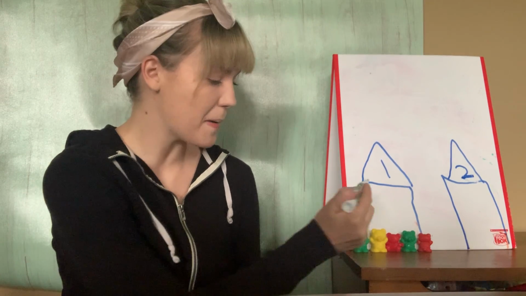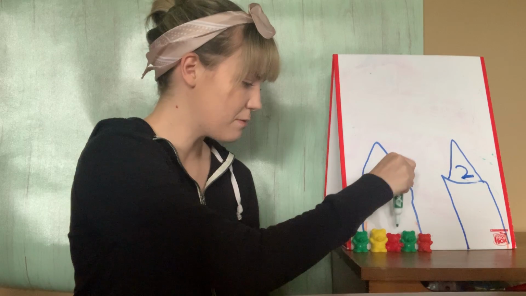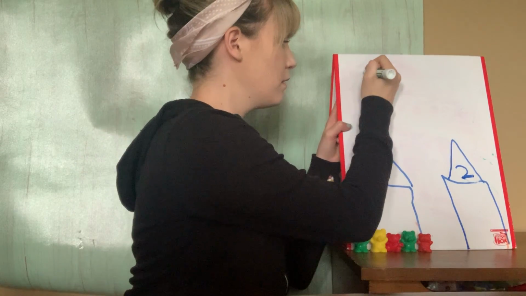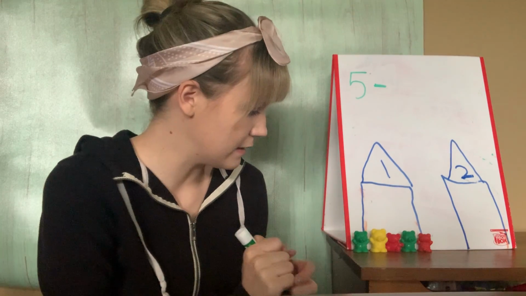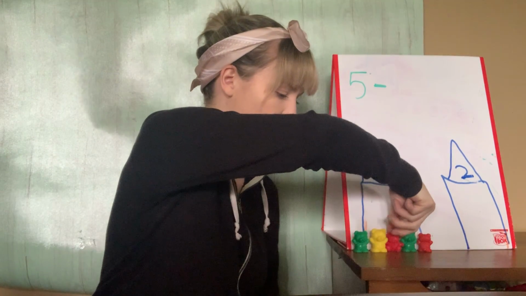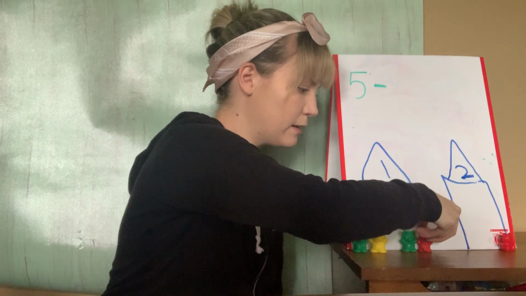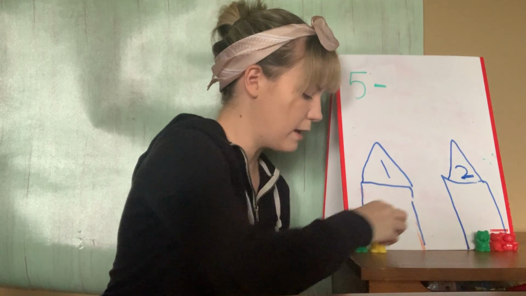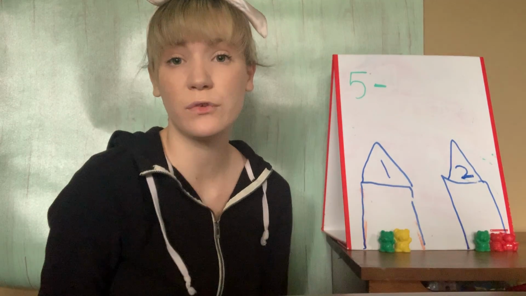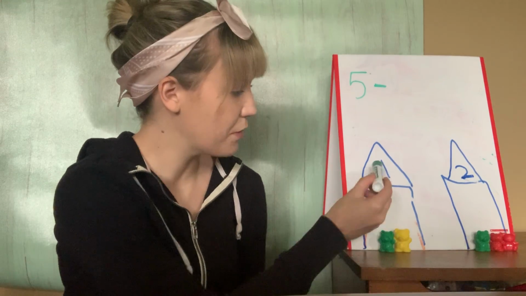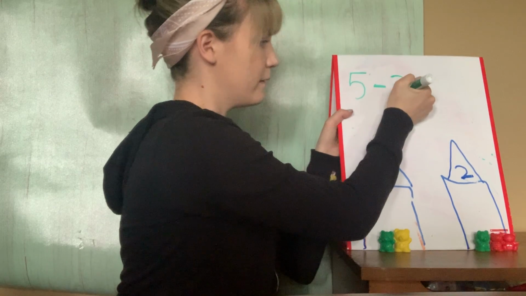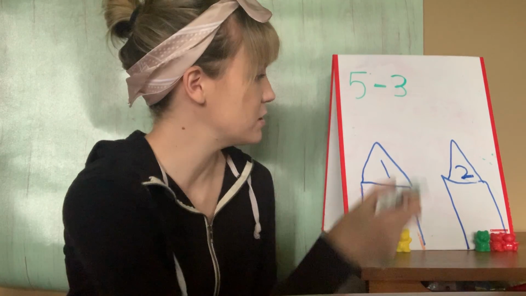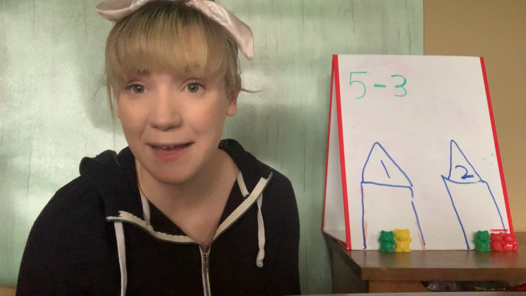Okay, so we're starting off with our minuend. How many do I have for my minuend? 1, 2, 3, 4, 5. Okay, now we're going to take away 3 bears. 1, 2, 3. Those 3 bears decided to move to house number 2. So I took away 3 bears from house number 1. There's my subtrahend. That's what I took away from my minuend.